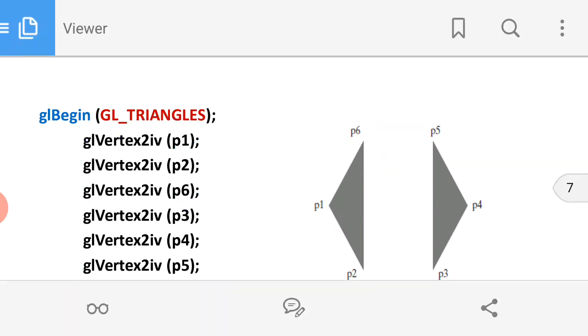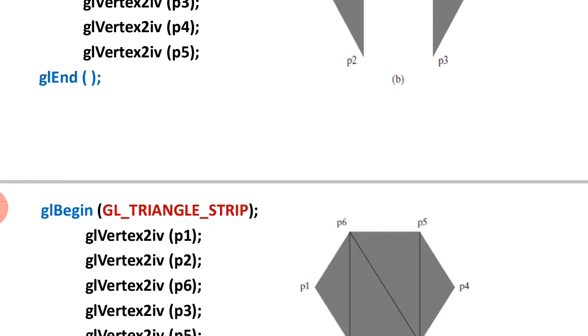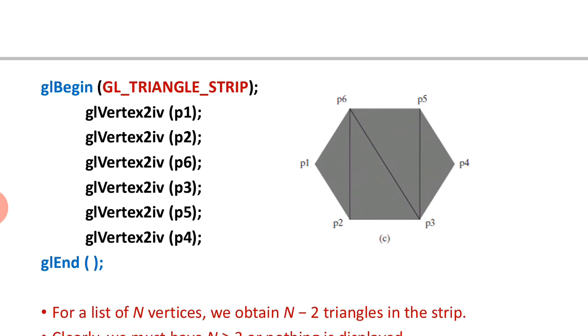The triangles. Please do not get confused here. This is GL_TRIANGLES. The next one is GL_TRIANGLE_STRIP. It will make a triangle strip, meaning continuous triangles will keep being generated by using this symbolic constant. Just look at how it works.